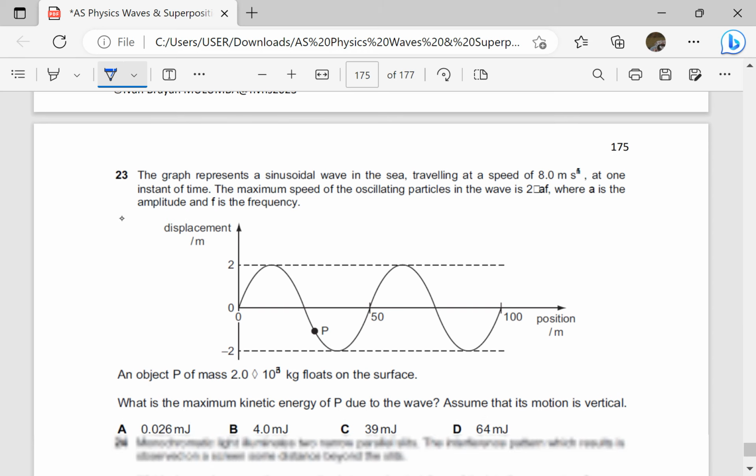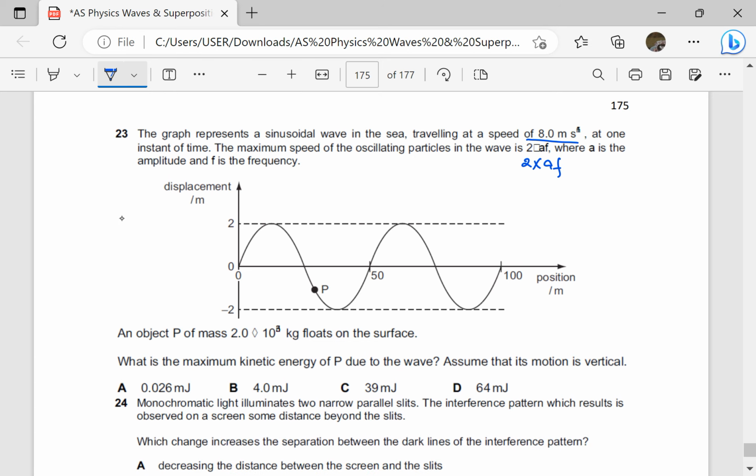The graph represents a sinusoidal wave in the sea, traveling at a speed of 80 meters per second at one instant of time. The maximum speed of the oscillating particles in the wave is 2 times AF, where A is the amplitude and F is the frequency. So we have the displacement against position.